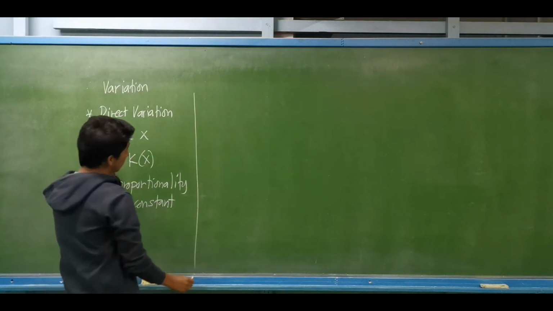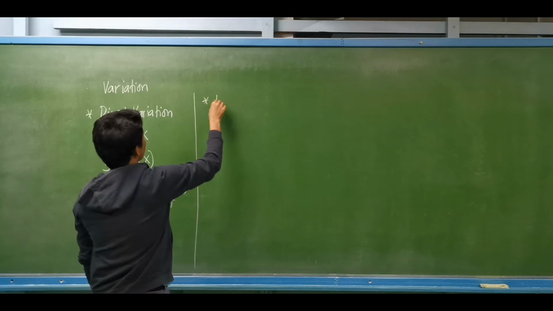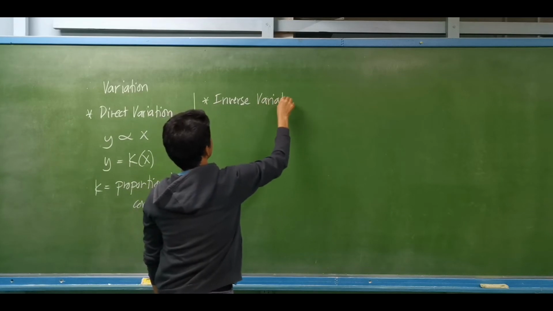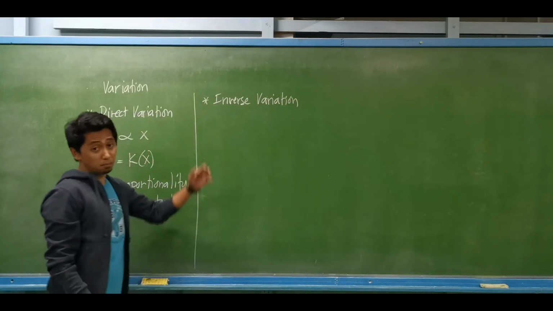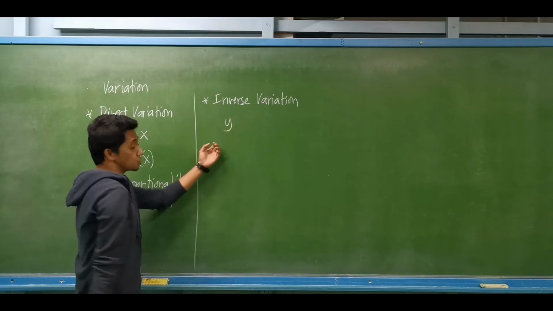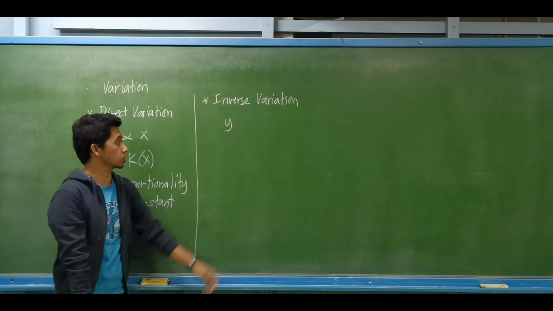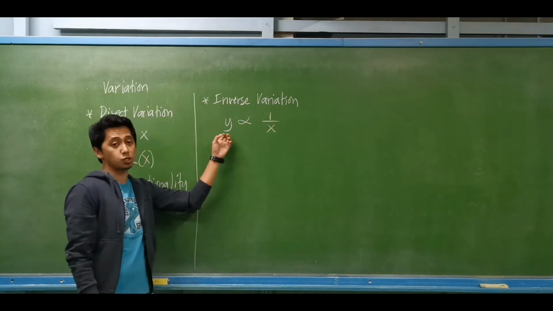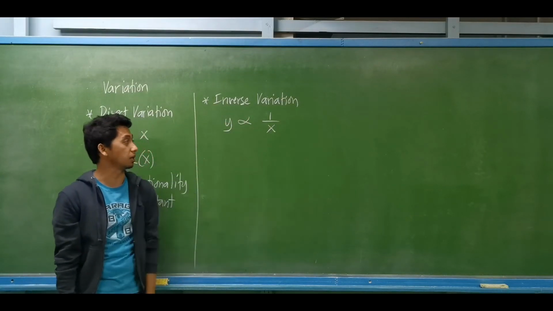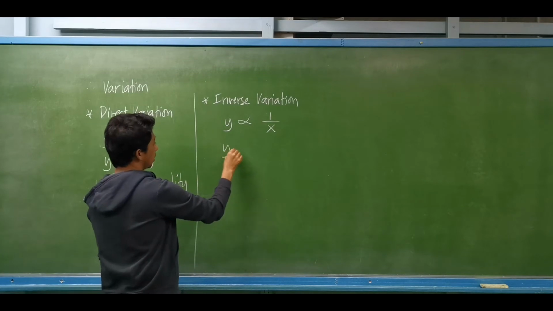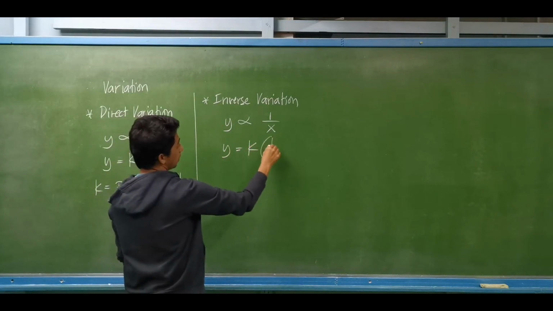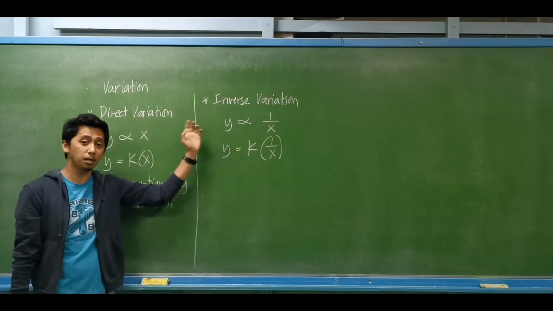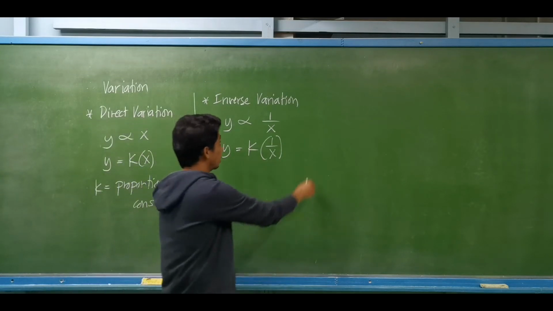Other than the direct variation, we have the inverse variation. For inverse variation, for example, y is inversely proportional to x. One variable is proportional to the reciprocal of the other variable. To have it as an equation, y equals the proportionality constant k multiplied by 1 over x. So this is for inverse variation, where one variable is proportional to the reciprocal of the other.